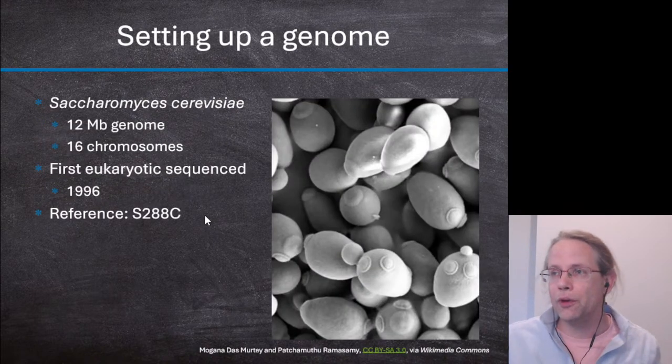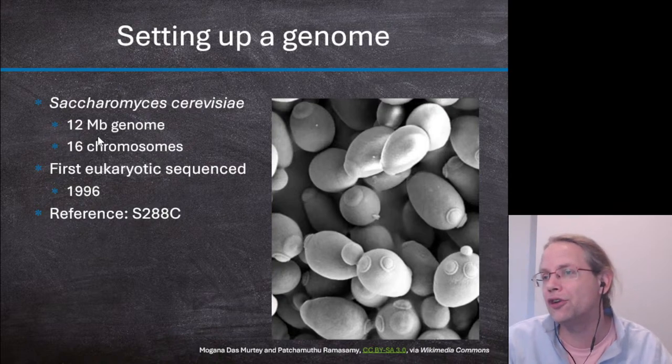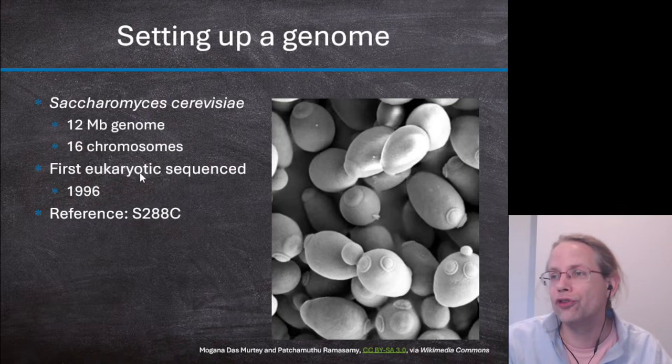All right, so today we will be setting up our own genome. So we'll be using Saccharomyces cerevisiae, which is baker's yeast. The reason why I chose this is because it has a relatively small genome. The genome size in total is only 12 MB, so 12 megabases, so 12 million base pairs. But it has 16 chromosomes, and it's the first eukaryotic genome sequenced, in 1996.